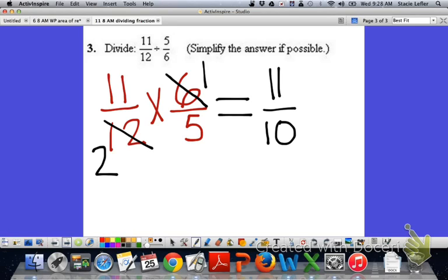And once again, we ended up with an improper fraction. Nothing's wrong with it, but usually for a final answer, we change it into a mixed number, which would be 1 and 1/10.